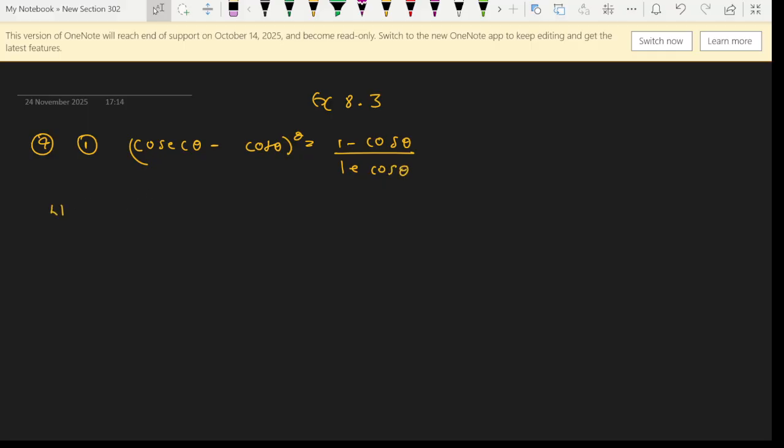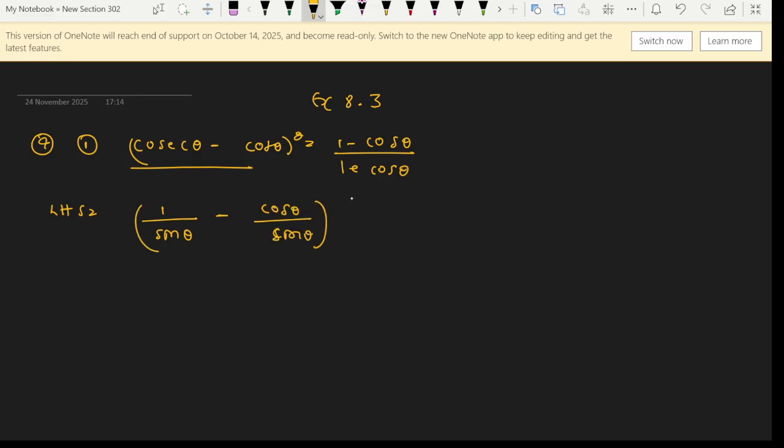So LHS. I'm not going to rewrite the LHS. The basic requirement to solve exercise 8.3 is proper knowledge of trigonometric ratios and all the three important identities. Before you start solving exercise 8.3 problems, recap them. Otherwise we cannot start, because what is cosecant theta? Cosecant theta can be written as 1 divided by sin theta. Cot theta can be written as cos theta by sin theta.